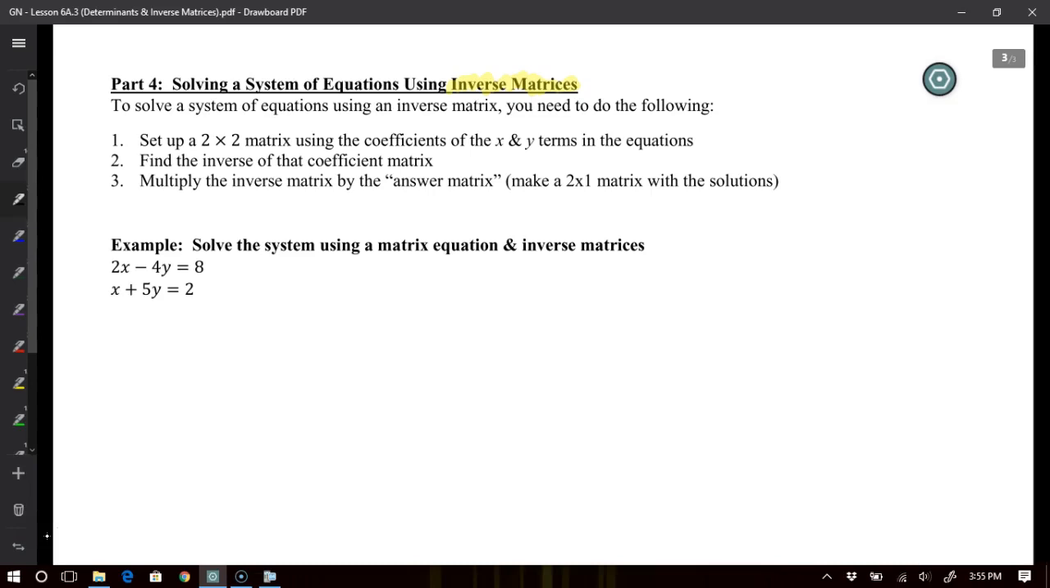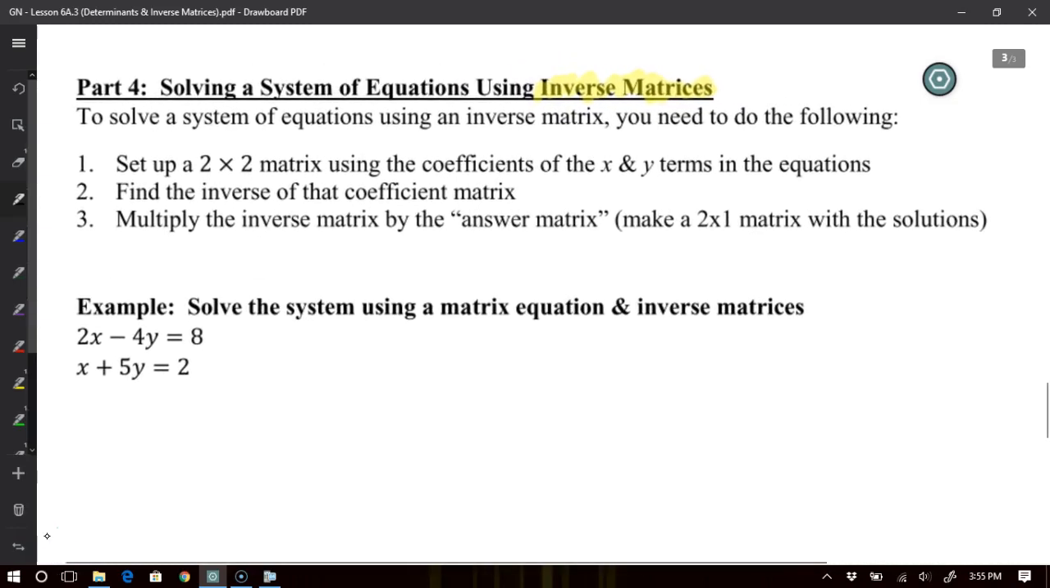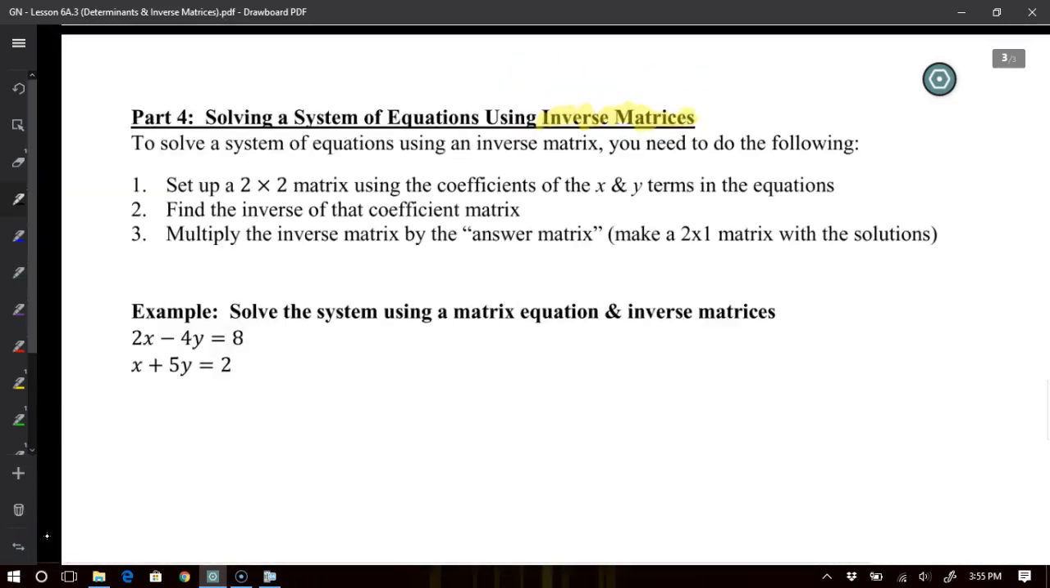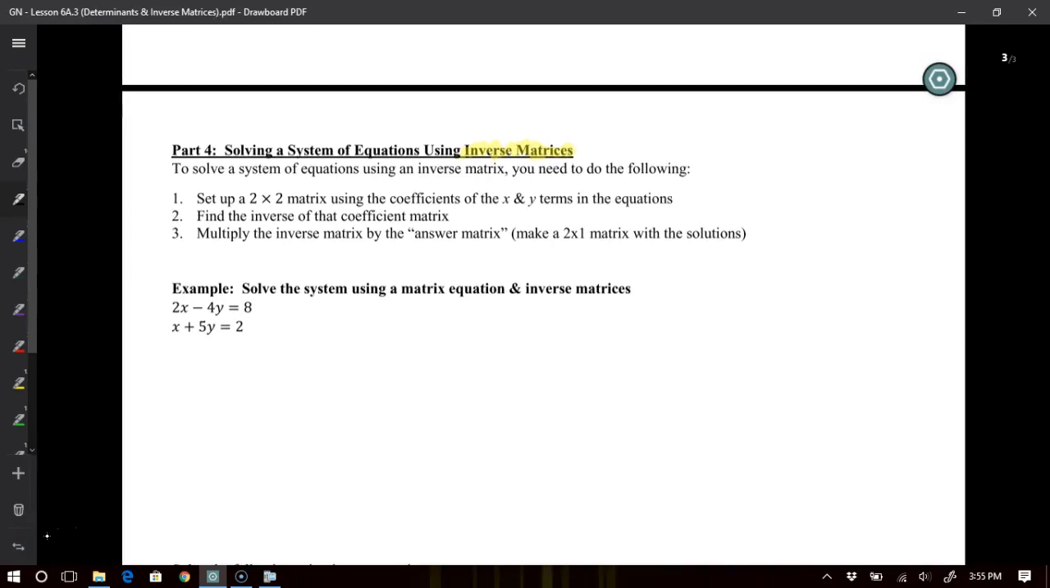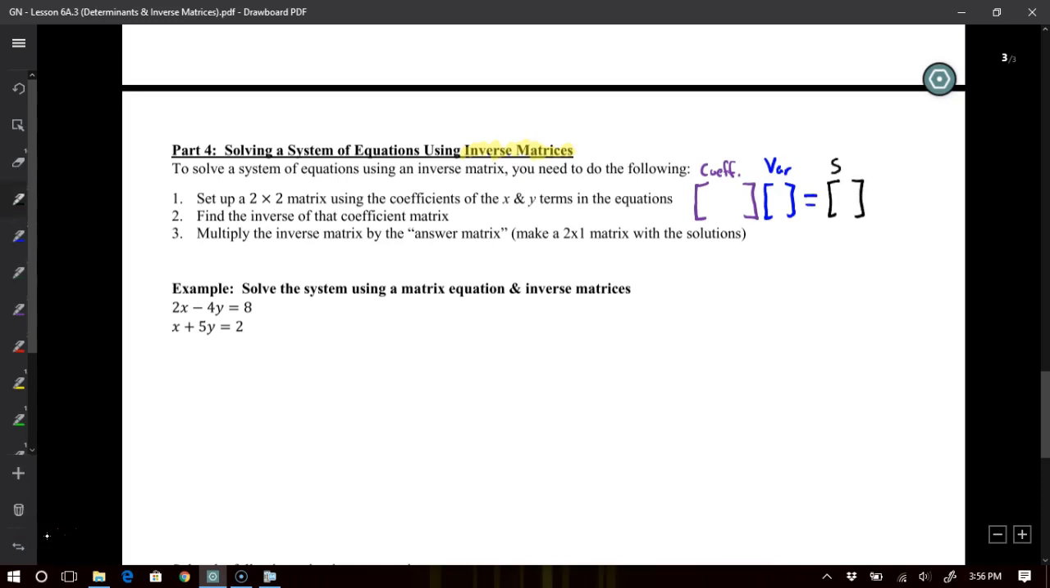The process we're going to follow is we're going to set up a 2 by 2 matrix with the coefficients. So really what we're going to do is set up a matrix equation first. We're going to set our coefficients in a matrix, and then we're going to set our variables as a column in a matrix. And then we're going to set that equal to the solution matrix, the numbers that are in the equation. And so that's a matrix equation.